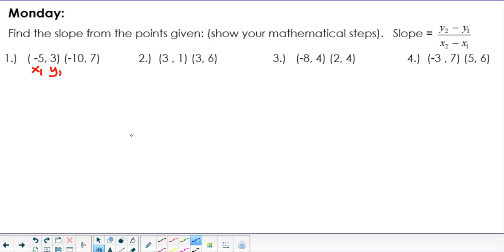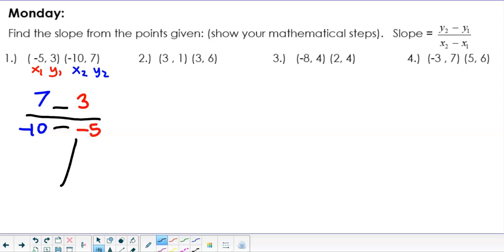And the second point would be x2 and y2. This will help you to put the parts in the right places. Every ratio starts as a giant subtraction fraction. And now we're going to put our y2, and then we're going to put our y1. And then our x2 in the denominator, and our x1 in the denominator.